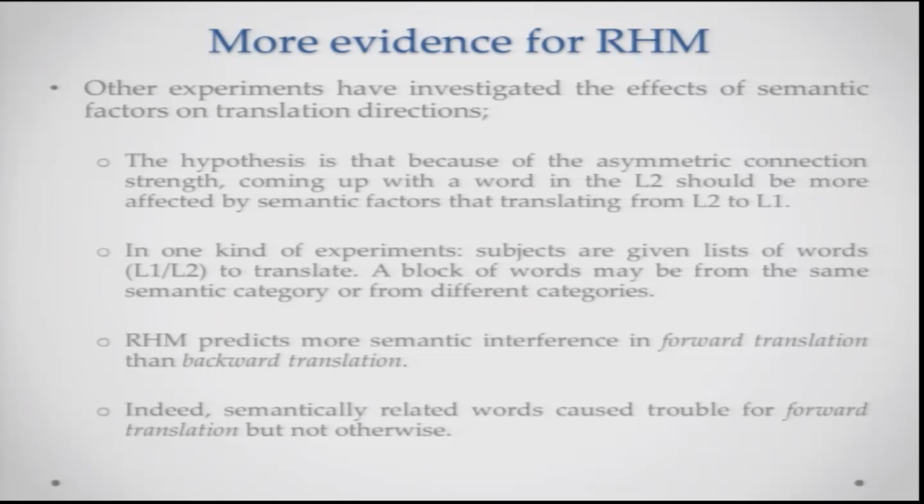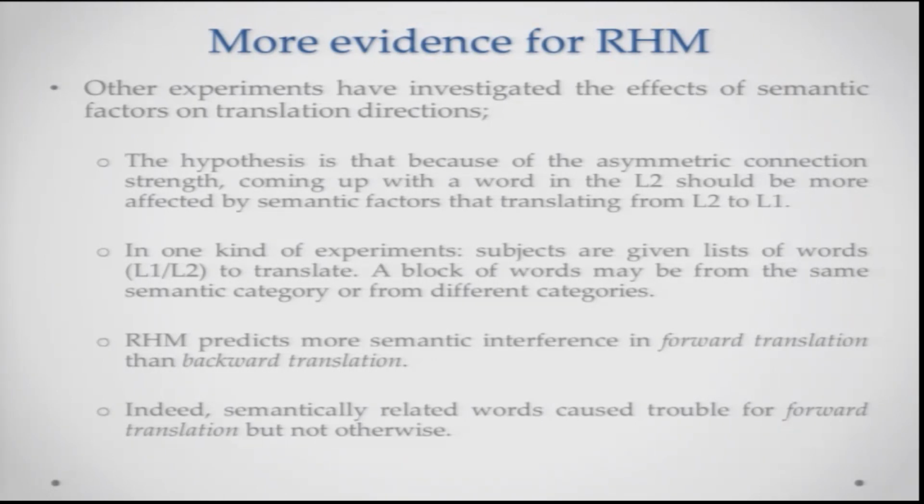So, in one of the experiments, subjects basically are given a list of L1 words to translate into L2 and L2 words to translate from L1. A block of words may be from the same semantic category, or they could be from different semantic categories. I could give you all fruits, or I could give you a mixed list which has fruits and animals both.